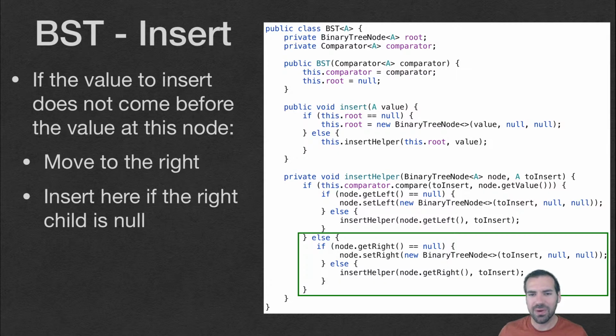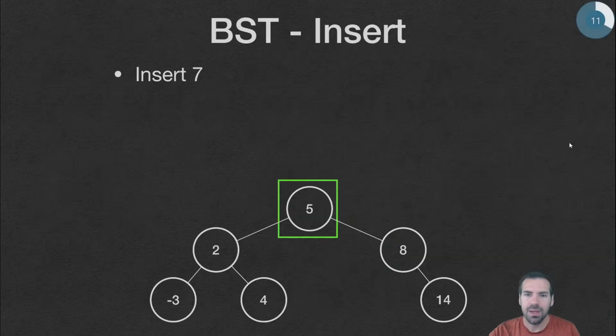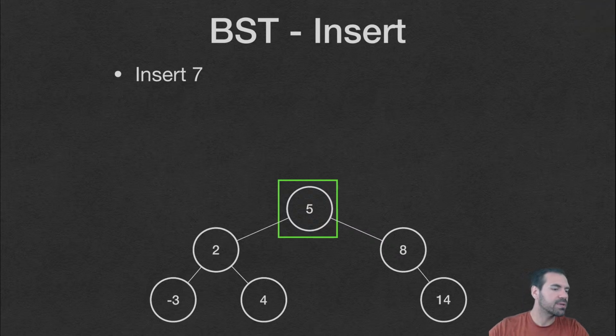And that's insert. That's one of our two methods, 50% done with BST methods. Okay, let's see this in action. Say we have this tree right here. We want to insert the value 7.